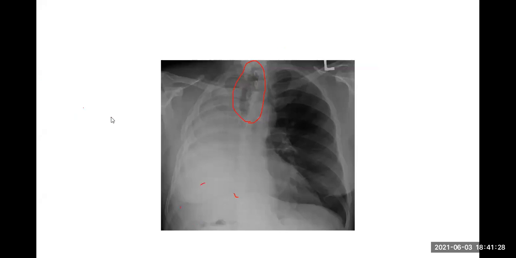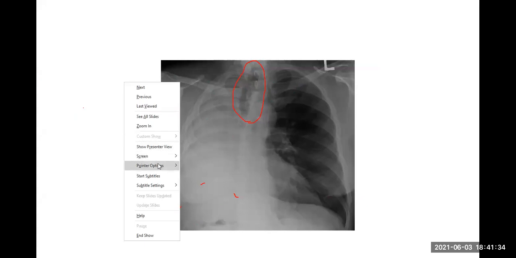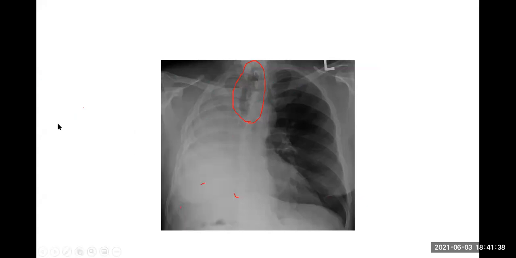Okay. So what is this? This could be a collapse, right? It could be a collapse. Remember that a collapse looks very, very similar to a pneumonectomy. Collapse and pneumonectomy, their X-rays look very, very similar. They are almost identical, except for one important difference.